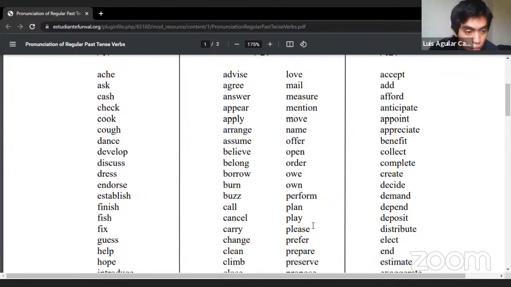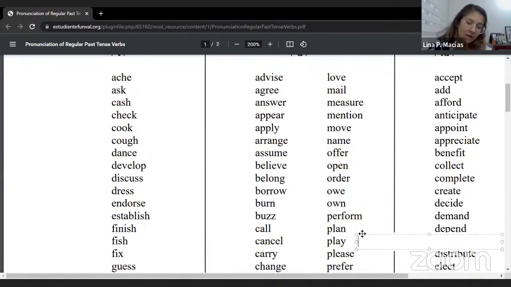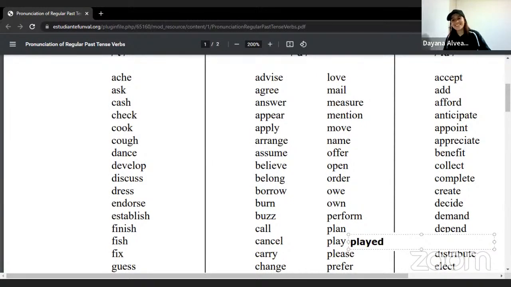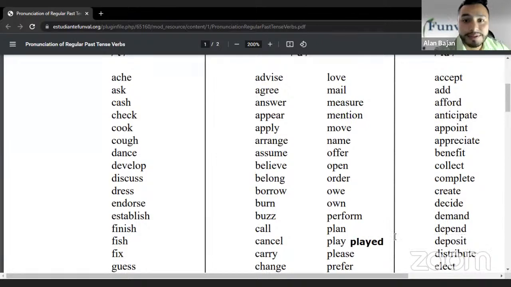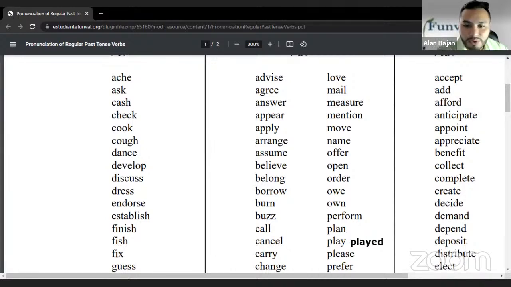You're welcome, sir. So, play. This is very common. Play. What is the last sound of play, class? A. I. No, it's A. Sorry, play. So, I would not say "play it." It's played. Repeat. Played. Yes, teacher. Yesterday I was playing Fortnite. I played a lot.